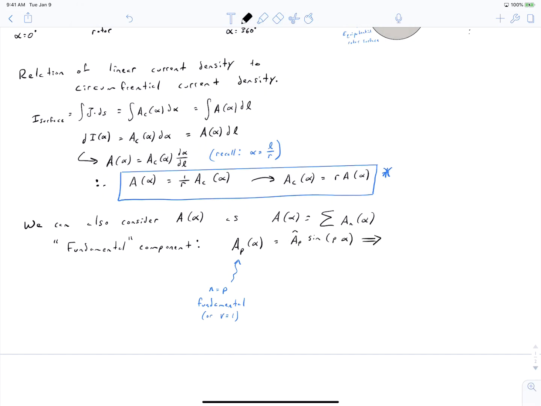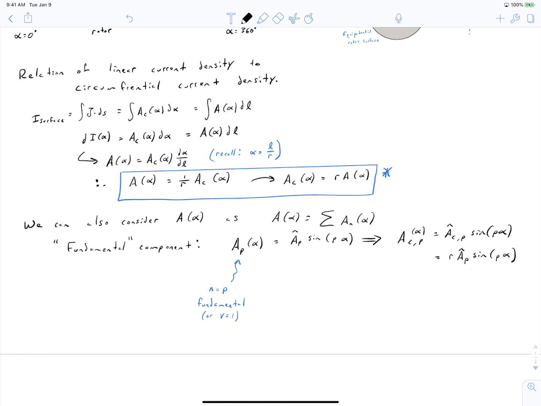And so again, this is a frequency decomposition, so we can talk about our fundamental component as being a sinusoid with a certain magnitude, and we're calling that A_p peak, A_p hat. And from this we go back and convert it, of course, to our circumferential current density.